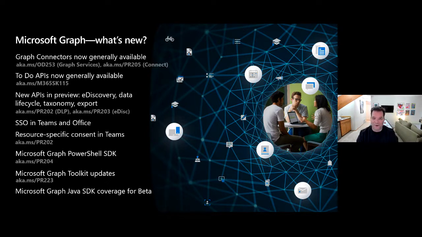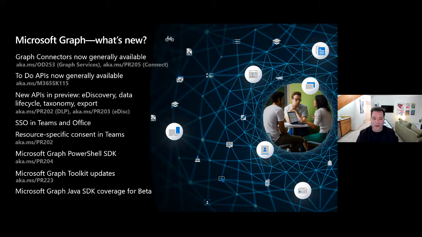I haven't built my own app for it, but it seems like a pretty cool and streamlined API. It's some REST that you can call to push content into Graph, and from there you get a lot of magic. So check that out. To-do APIs are now generally available. You can take a look at that.